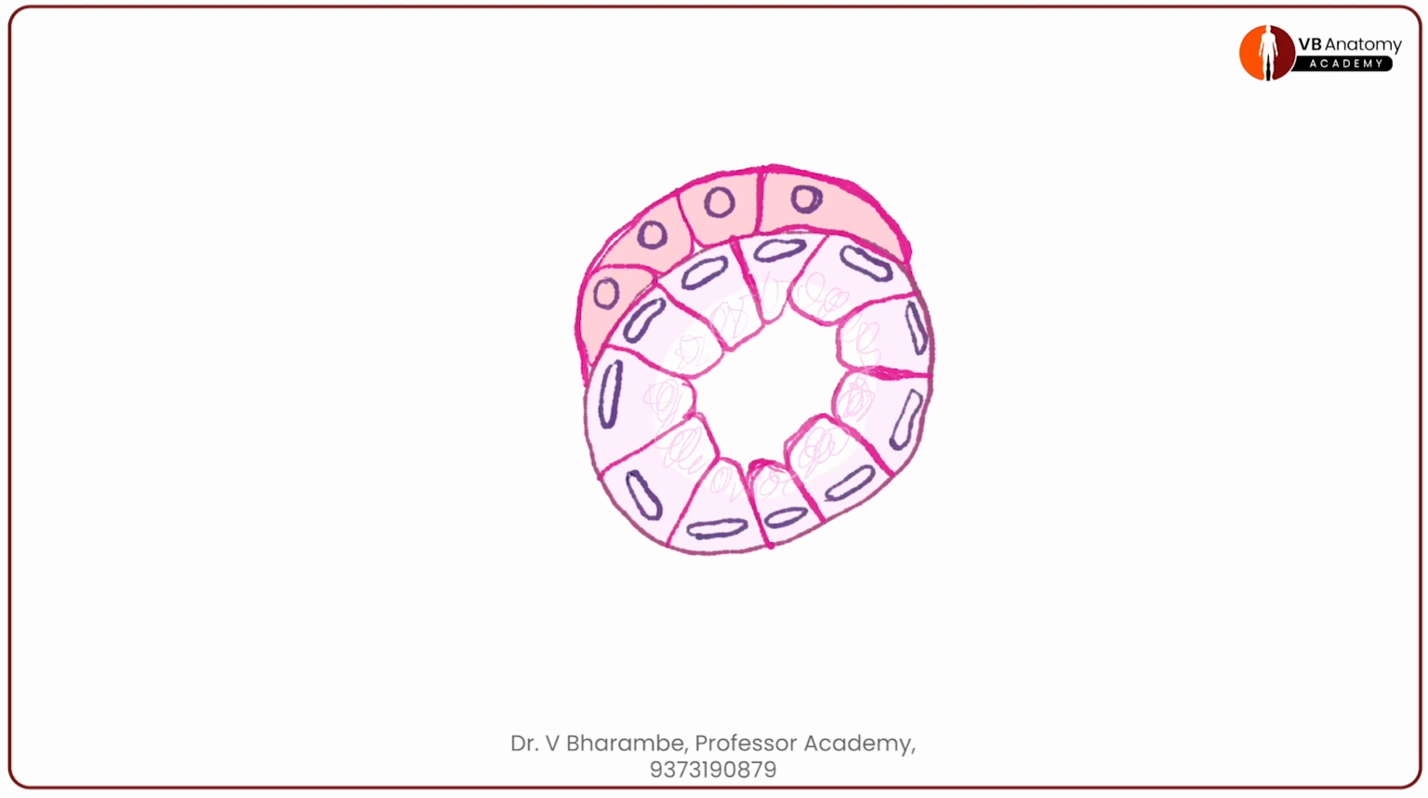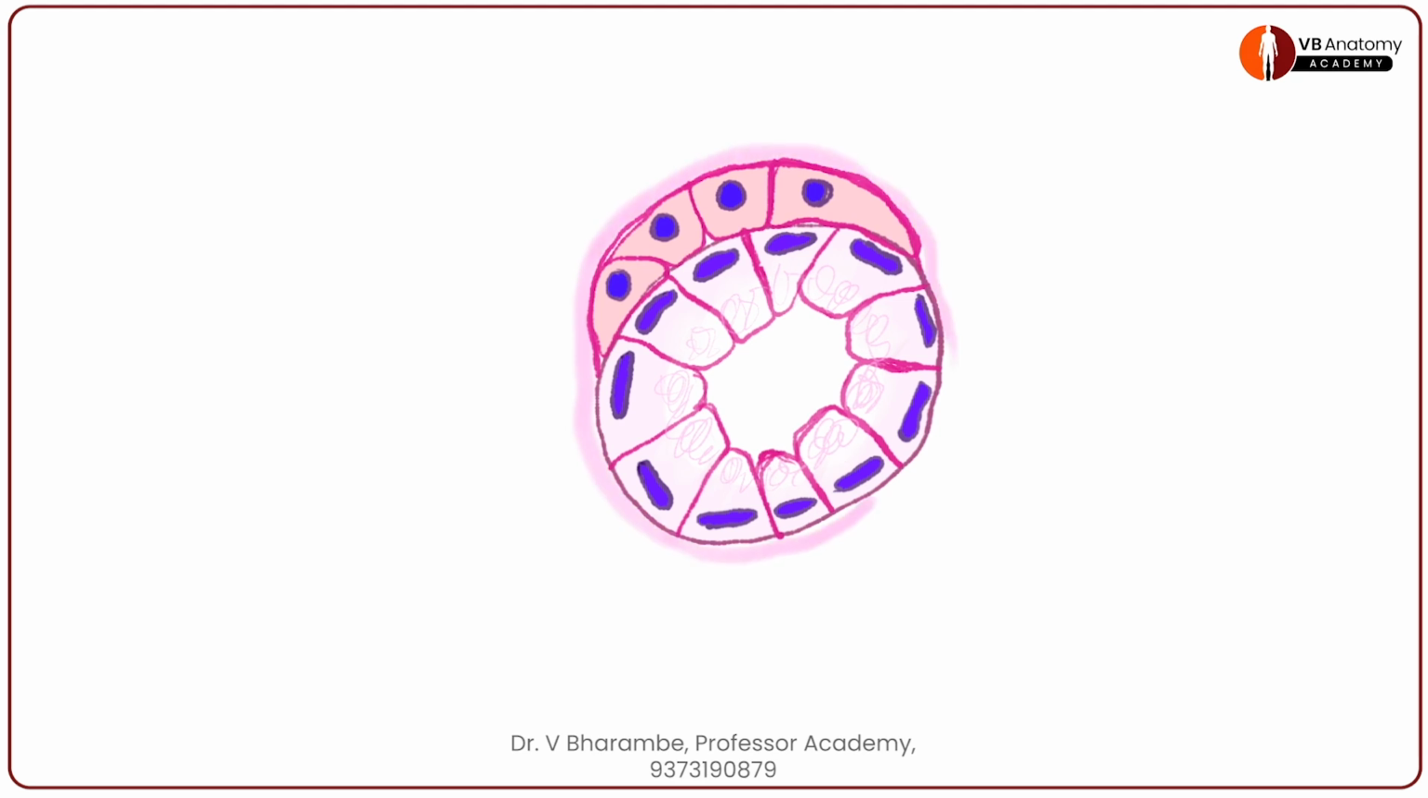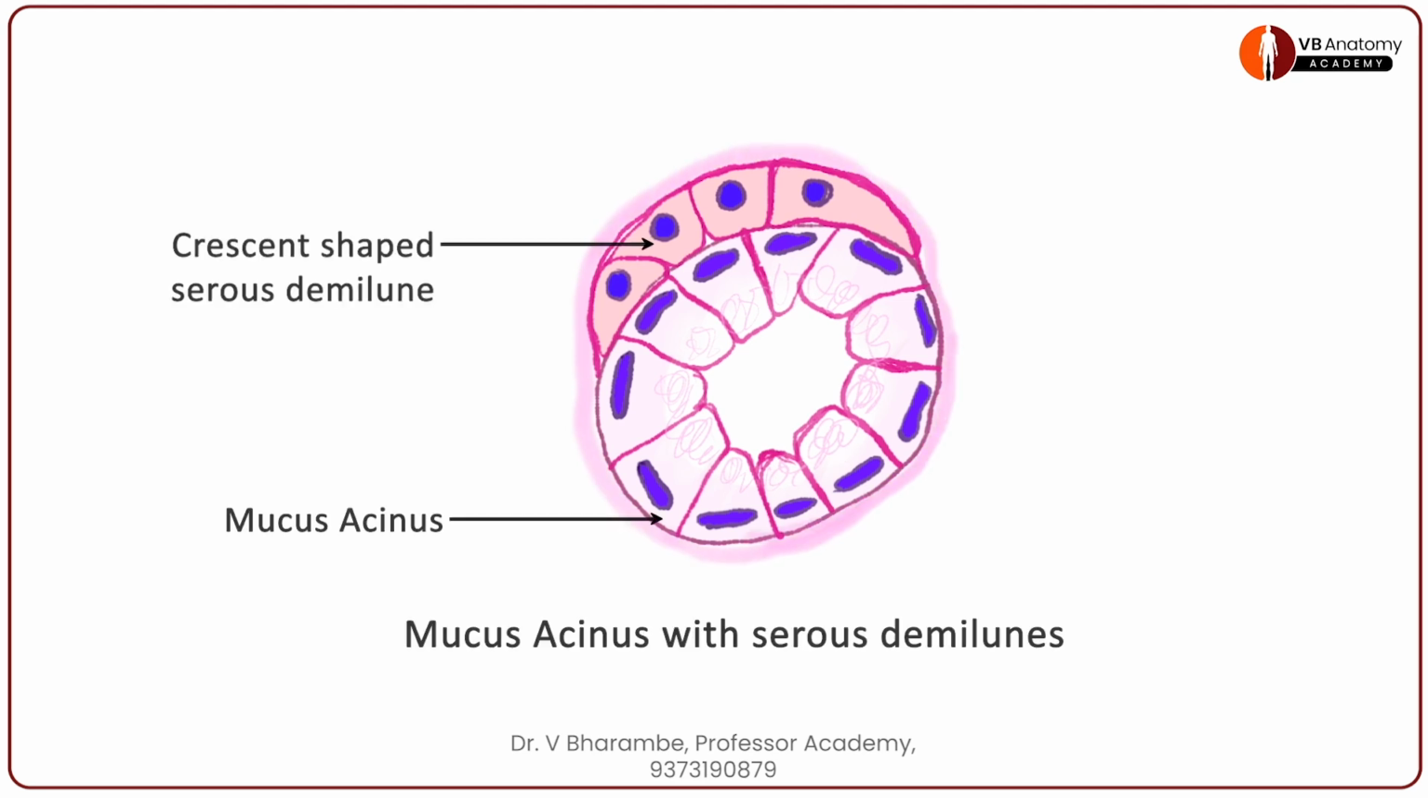As you can understand, this is a combination of a mucous acinus with a crescent serous demilune. It's a half moon shaped crescent shaped serous demilune. Color the nuclei and there you have a mucous acinus with a serous demilune. Here you should understand that the serous secretion passes through fine canaliculi and also releases into the lumen of the mucous acinus, thus mixing the secretion from both the types of cells. With these three acini, you have understood these three acini.